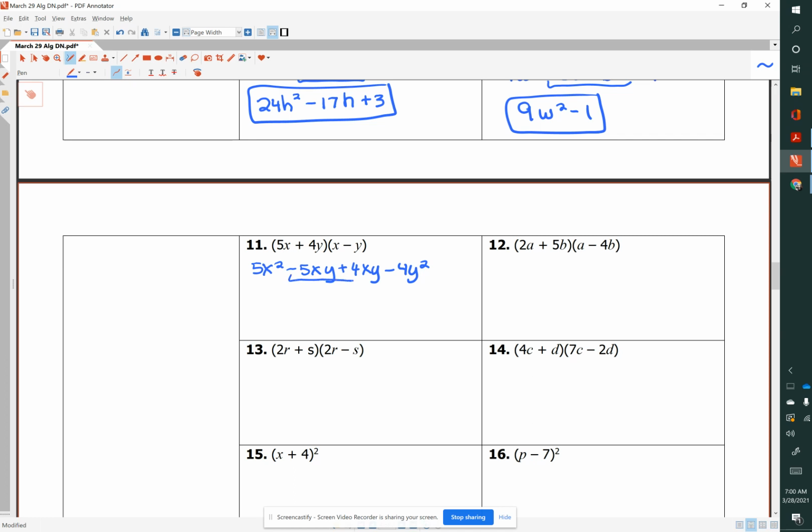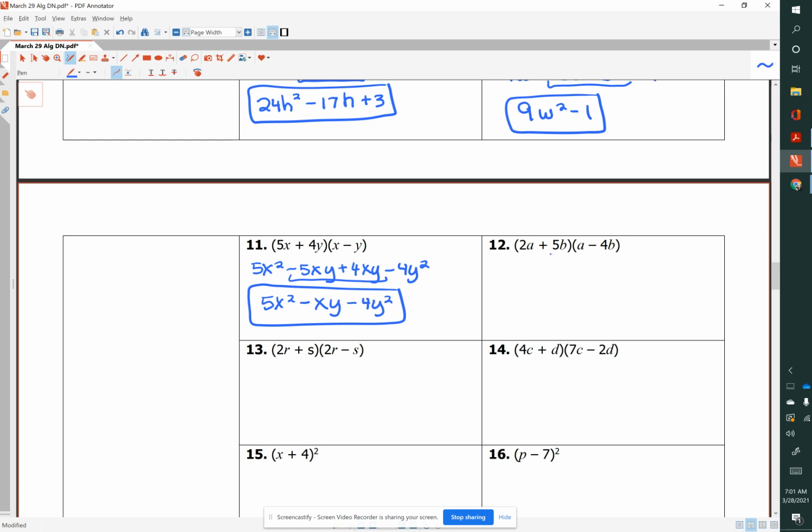Now we do have like terms in the center. We have negative 5 plus 4, so that will give us negative 1 on the xy's. So we have 5x squared minus xy, that's an invisible negative 1, minus 4y squared. And you see that it is automatically written in standard form, ABC order, higher exponents first. So we take care of all of the x's before we start with the y's. This y came along with the x, that's why it's in the middle.